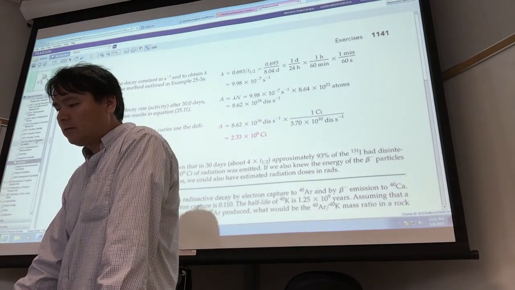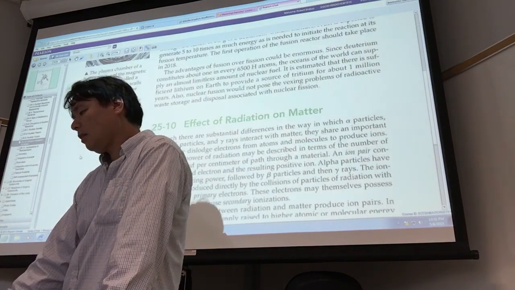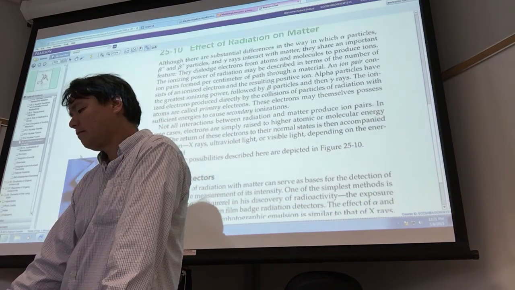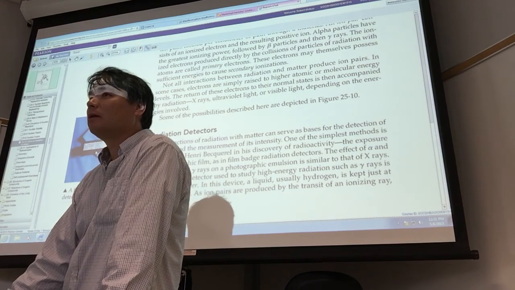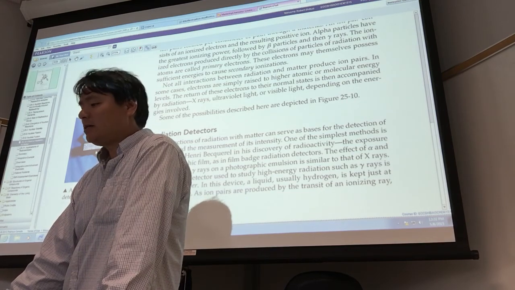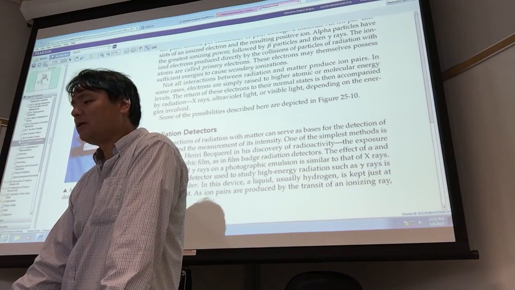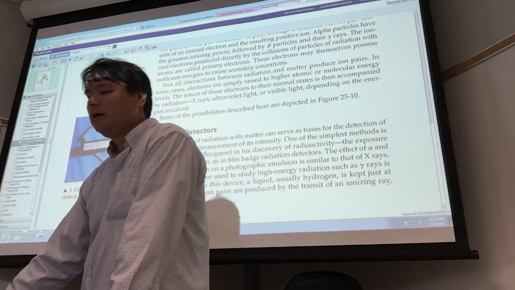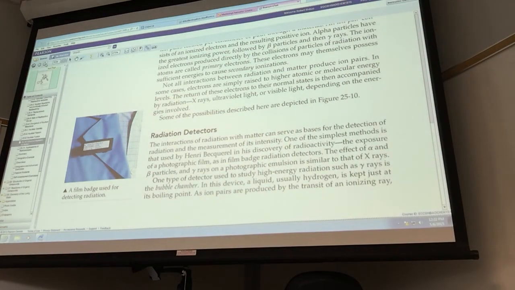The first thing we're going to do is look at the effect of radiation on matter, which is at the end, 2510. Here's what a radiation badge looks like. But with a radiation badge, it really depends on the type of radiation you're exposed to, because as far as electromagnetic radiation, there's more. These are ionizing, but there's UV, violet, etc.